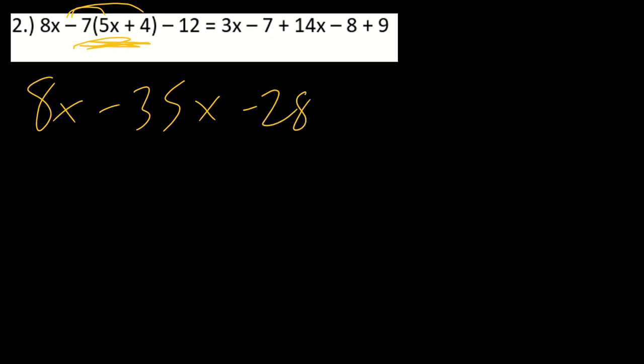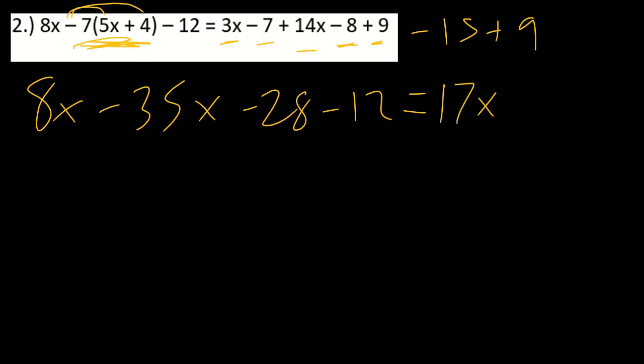Okay. From there, I drop my minus 12, and I write is equal to. Now, can I simplify the right side? Well, of course we can. We can combine our 3x and our 14x, which will be 17x again. Now I have this negative 7, negative 8, and positive 9. And I just want to combine these one step at a time. Negative 7 plus negative 8 is negative 15 plus 9. And so we have 15 negatives, and we're taking away 9 of them because positive and negatives cancel out. So we just write minus 6.